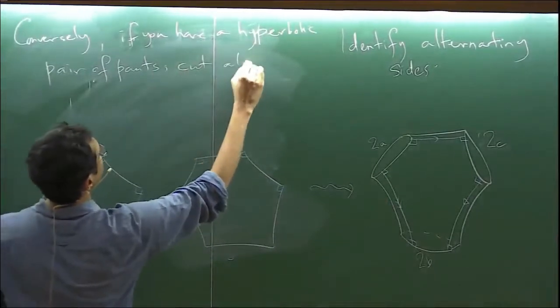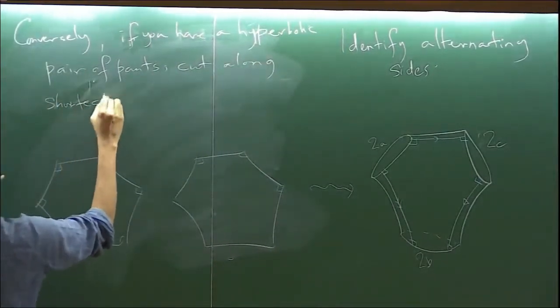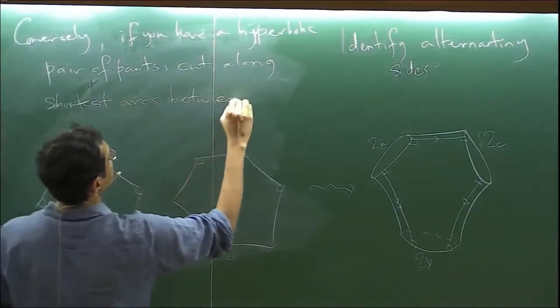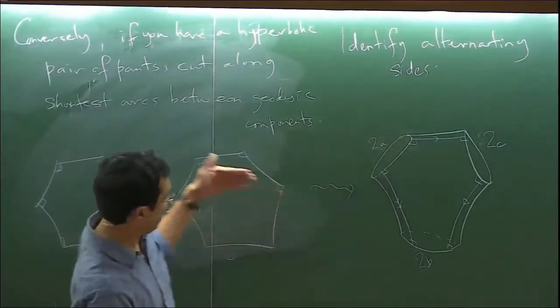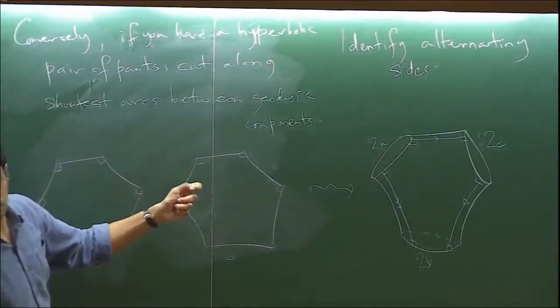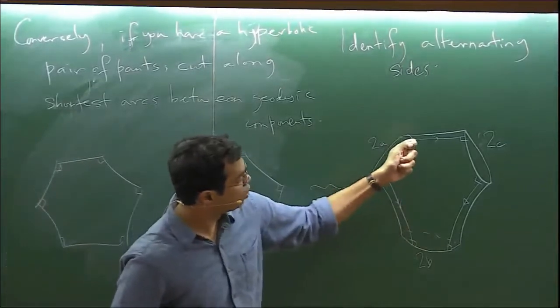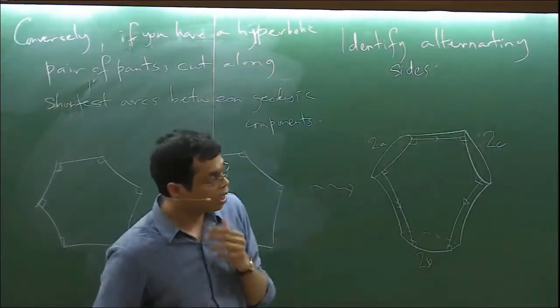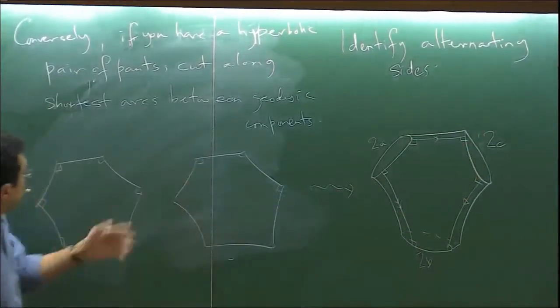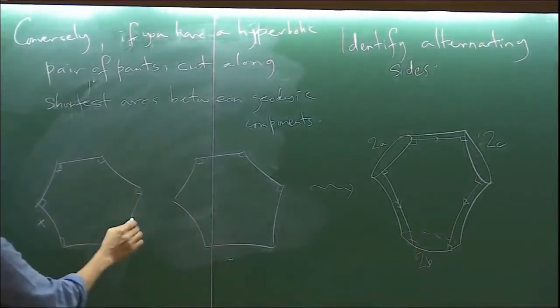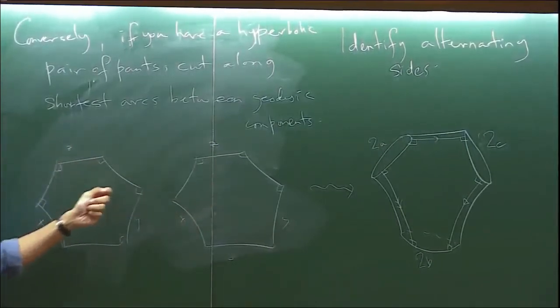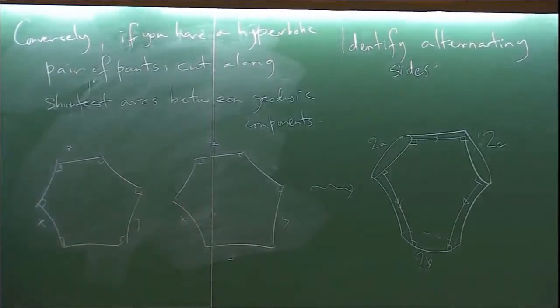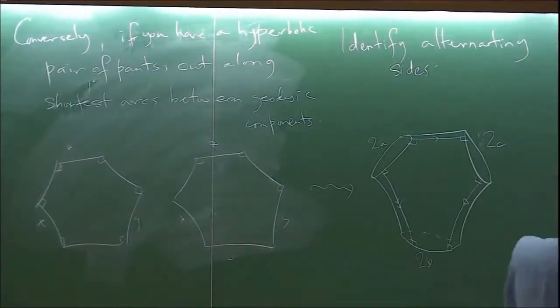You can cut along the shortest arcs between the geodesic components. And if you do that, then you get two hexagons, and they are going to be identical. Why? Because they're going to share three alternating sides, namely the ones that you've cut along. And we've seen that once you specify three alternating sides, the hyperbolic hexagons are uniquely determined. So in this case, it's these three sides x, y, and z, and so these hyperbolic hexagons are indeed isometric. They're the same.